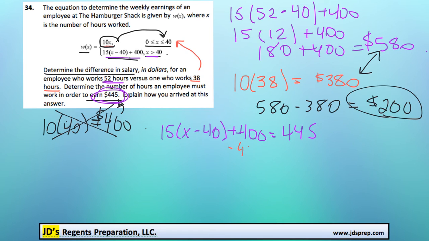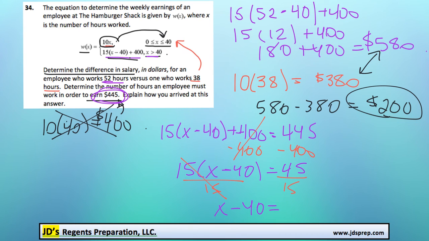So I can take away 400 from both sides, canceling that out, and we'll get 15 times (x minus 40) equals 45. And then we can divide both sides by 15, canceling those out, and we'll get x minus 40 equals 3. And last but not least, we would add 40 to both sides here. And we would get that x equals 3 plus 40, which is 43 hours. So the employee would have to work 43 hours in order to make $445.